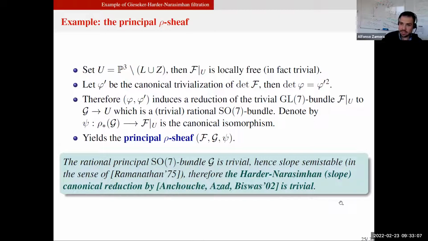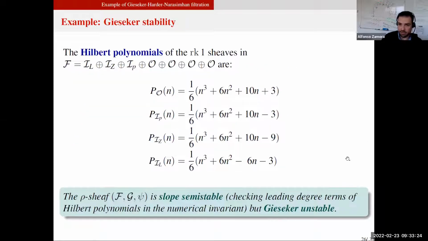So we can expect to have a notion of Gieseker-Harder-Narasimhan reduction, but using Hilbert polynomials, not just the slope, because at the slope level, the canonical reduction is trivial. And this theorem allows us to construct a Gieseker-Harder-Narasimhan filtration for this SO7 bundle, because if you look at the Hilbert polynomials, then you find that the first term is the same for all of them, because all of them are rank 1 pieces.